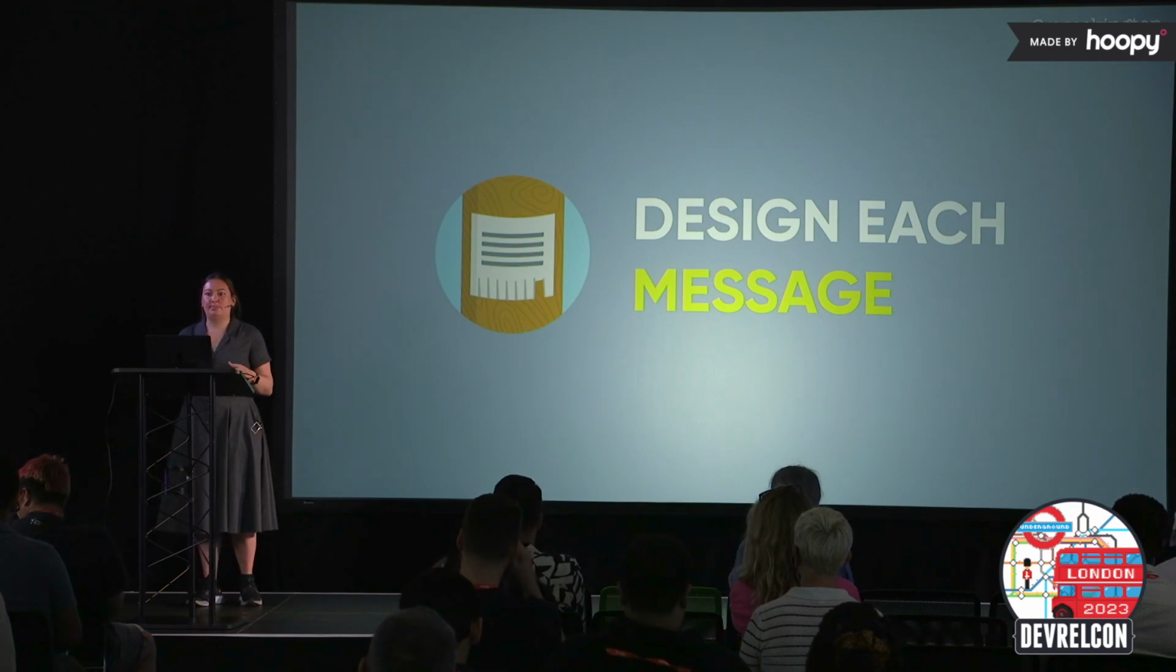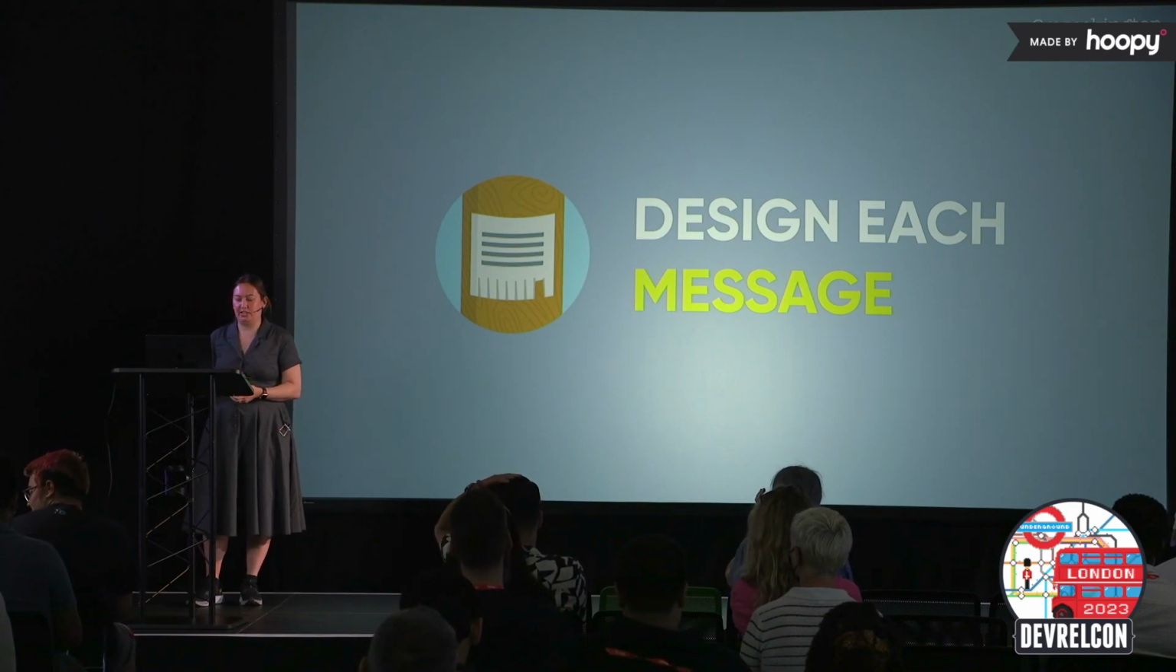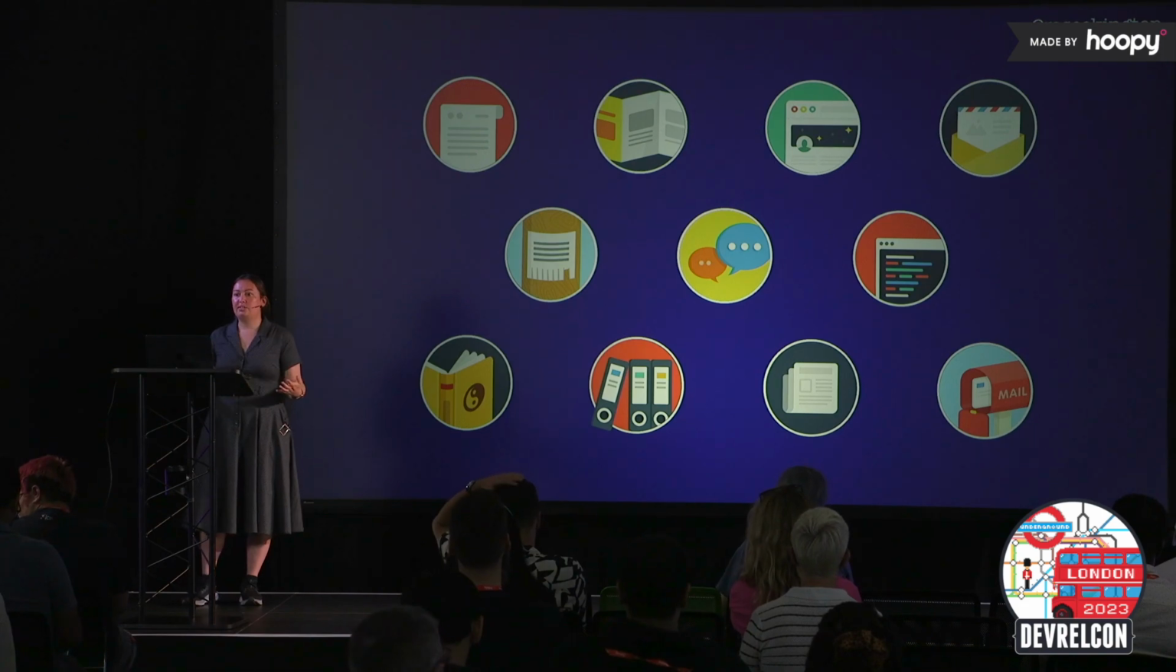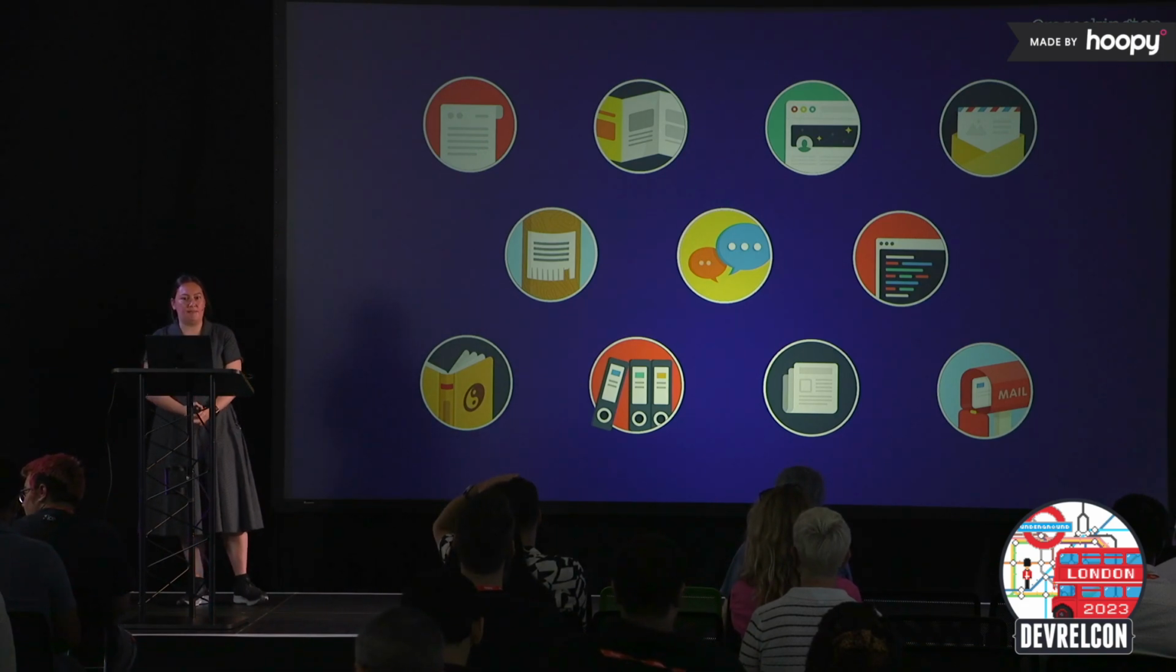So the final section is about designing each individual message. As we touched on earlier, messages can come in all different formats. You can have messages in text, so emails, Slack, or RC messages, stuff like that. You can have messages in person, through talks, or workshops, or meetings. And each of these are quite different, and they need different approaches.